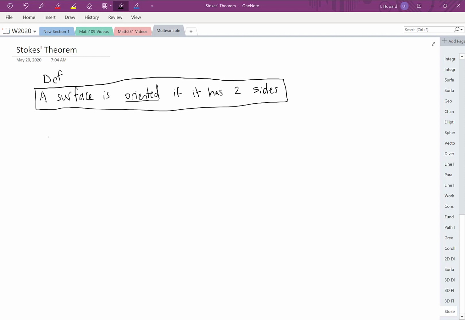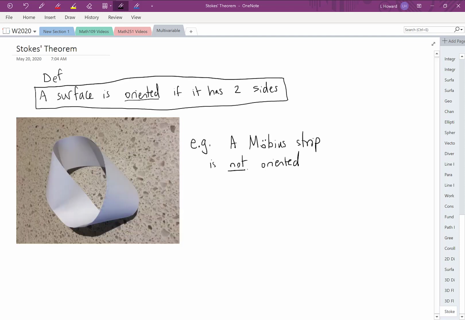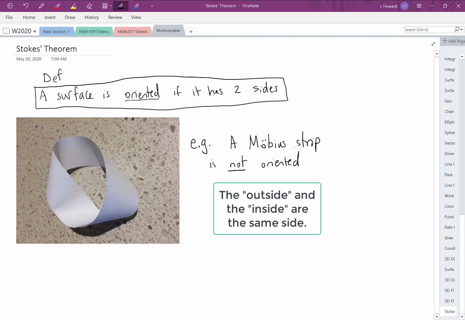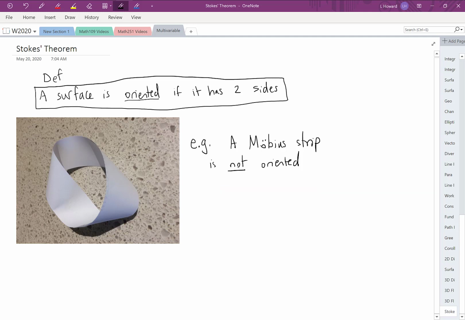An example of a surface that's not oriented would be a Möbius strip. So here you have a picture of this Möbius strip. This surface only has one side. It is not oriented. So in talking about Stokes' theorem, we'll just stick with our usual oriented surfaces like cones, paraboloids, etc. that have two sides.